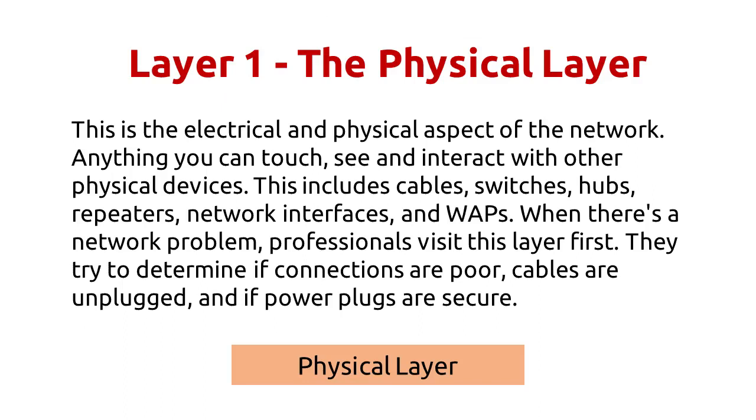Layer 1, the physical layer. This is the electrical and physical aspect of the network. Anything you can touch, see, and interact with other physical devices. This includes cables, switches, hubs, repeaters, network interfaces, and WAP. When there's a network problem, professionals visit this layer first. They try to determine if connections are poor, cables are unplugged, and if power plugs are secure.